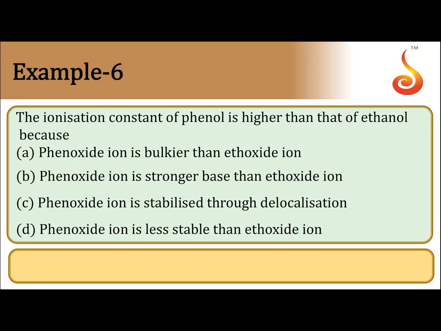Phenoxide ion is bulkier than ethoxide ion. That is not the correct reason. Phenoxide ion is a stronger base than ethoxide ion. That is also wrong. Phenoxide ion is stabilized through delocalization. This is the correct answer. Phenoxide ion is less stable than ethoxide ion. This is also wrong. Now let us see how phenoxide ion is stabilized by delocalization.